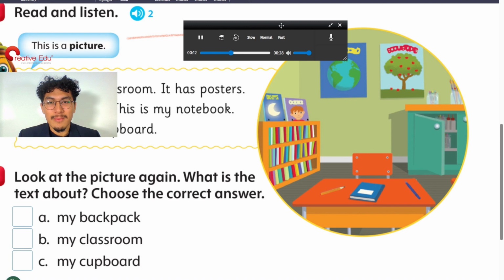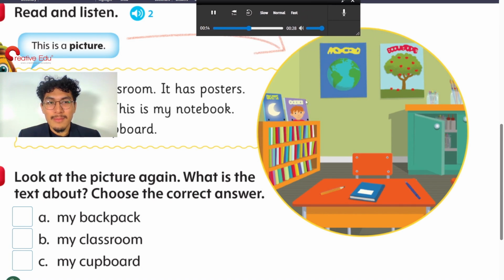This is my classroom. It has posters. It has books. This is my notebook. That is the cupboard.